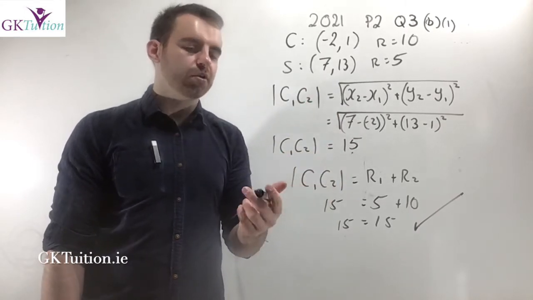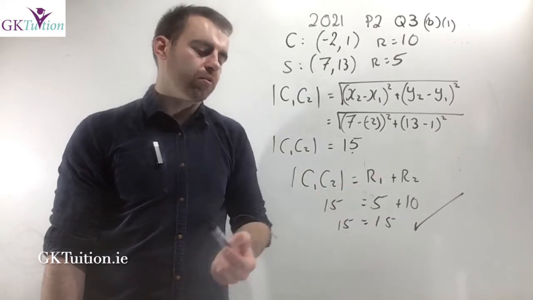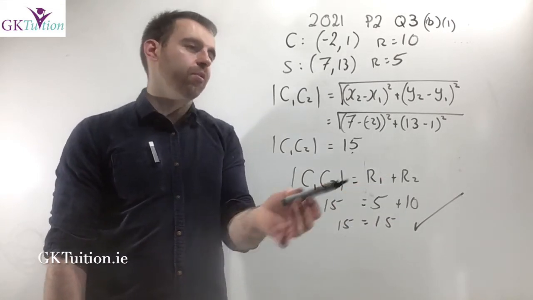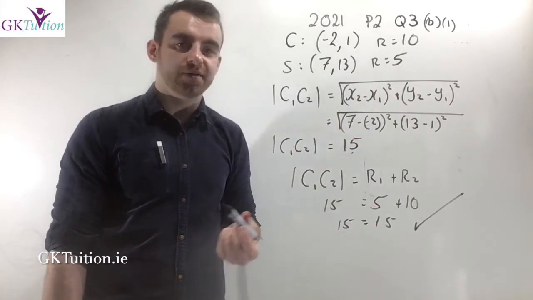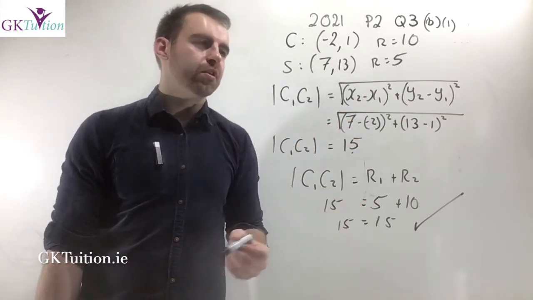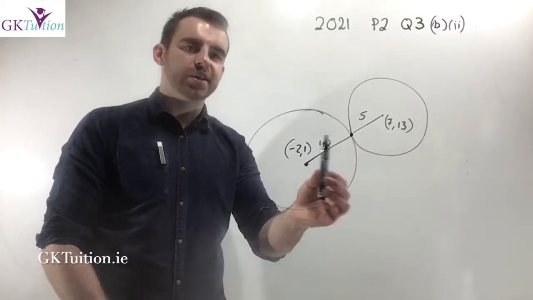If the circles touch externally, then the distance between the centres should be the same as radius 1 plus radius 2. So obviously I end up with 15. Remember, the two radii were 10 and 5. When I add them together, that's 15 as well. That proves that the circles touch externally. And the other circle was 7, 13 with a radius of 5.